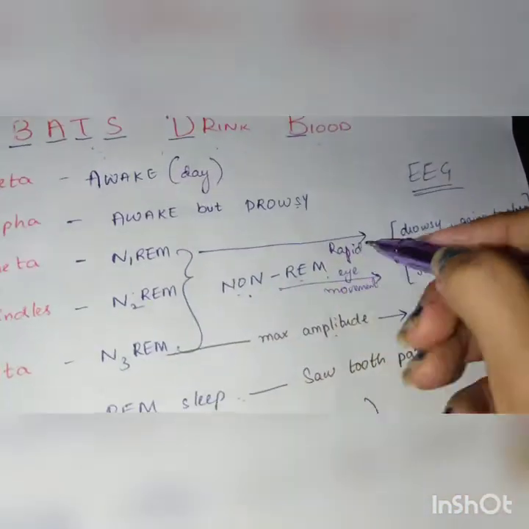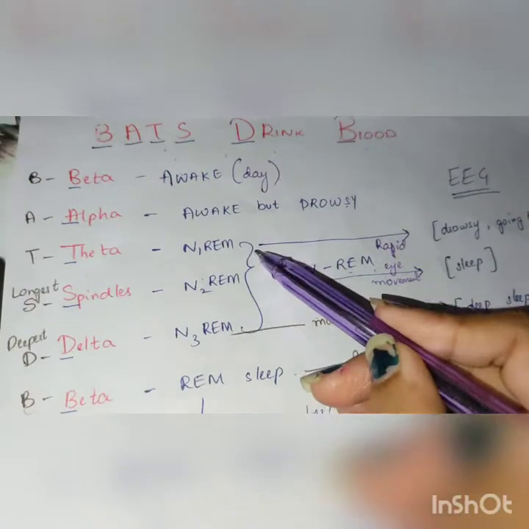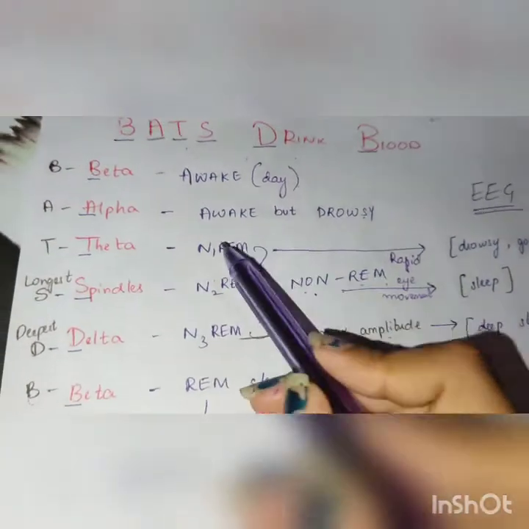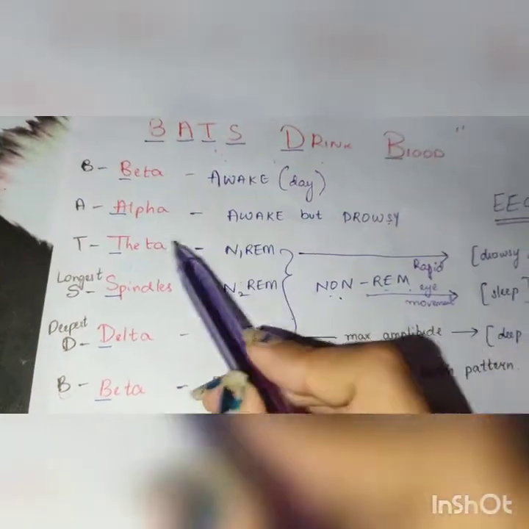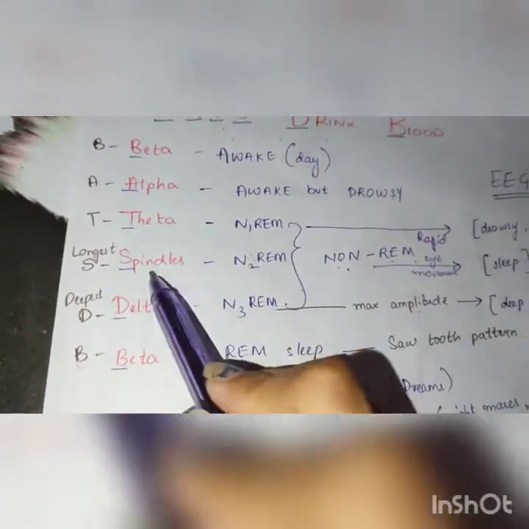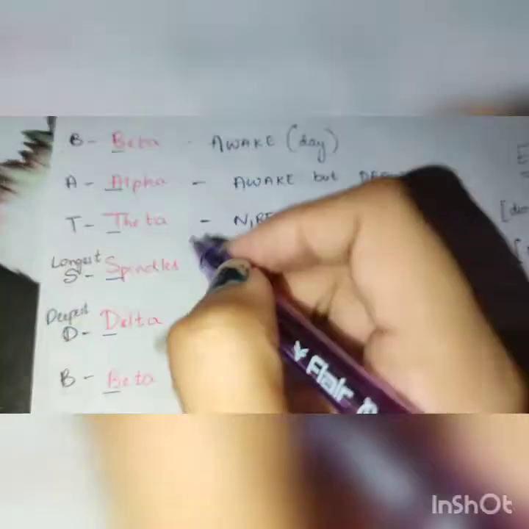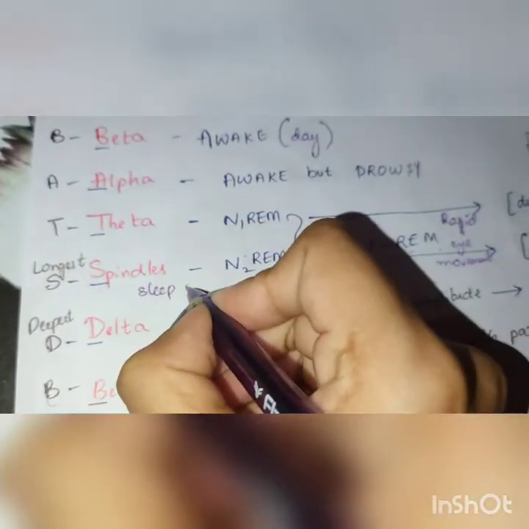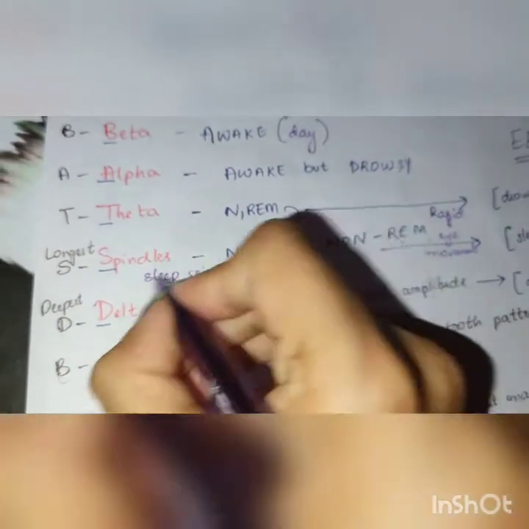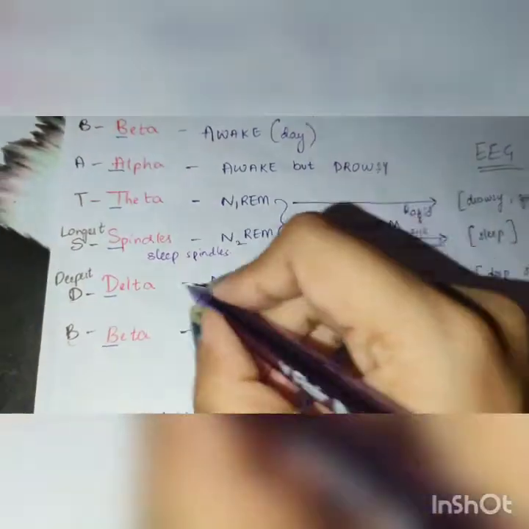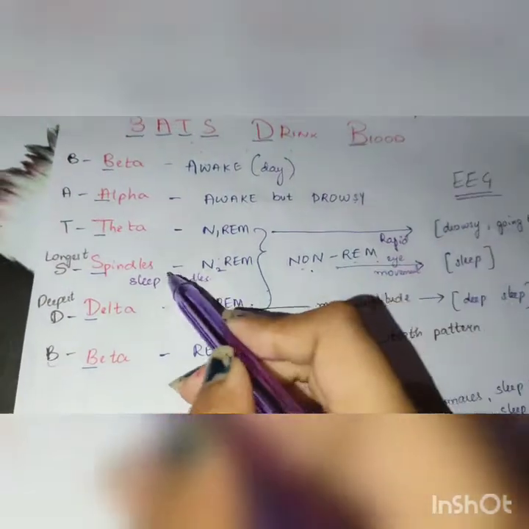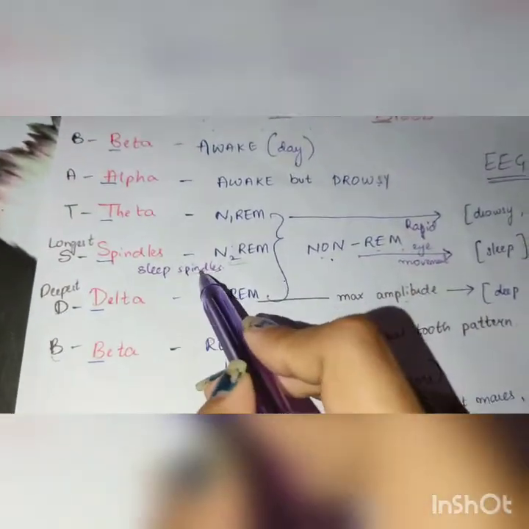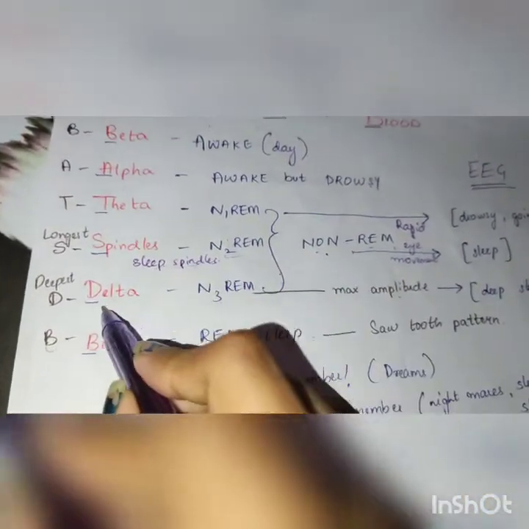Rapid eye movement. So now non-REM. This is the stage when you're actually sleeping. So non-REM 1, N1 stage, N2 stage, and N3 stage. N1 stage the waves are theta waves. N2 stage spindle waves. Actually these are called sleep spindles. If you see the EEG, you can understand why it is called sleep spindles. There is a particular shape of the waves in the EEG during this N2 phase. That is called sleep spindles. And delta waves in N3 and beta waves again in REM sleep.